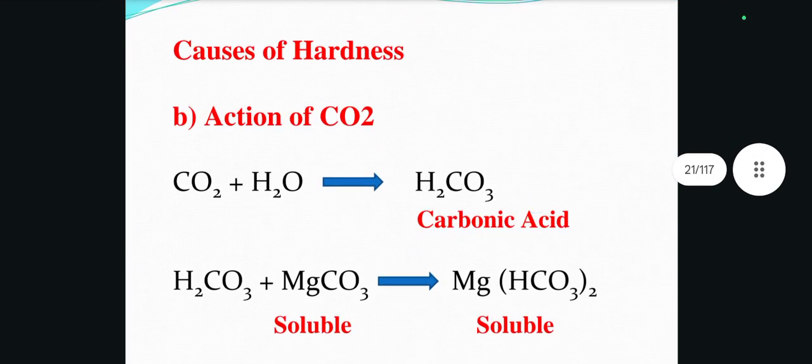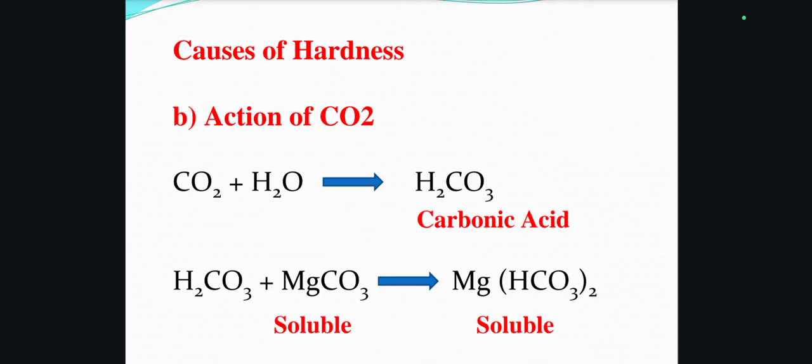Then action of CO2. How does this action take place? When the water molecules, or you can say the droplets of water, move from the cloud toward the ground, toward the surface of the soil, in the atmosphere it comes in contact with CO2, as you know very well that CO2 is present in the atmosphere. So that CO2 reacts with H2O and it produces carbonic acid. This reaction takes place in the environment when water droplets move toward the ground.